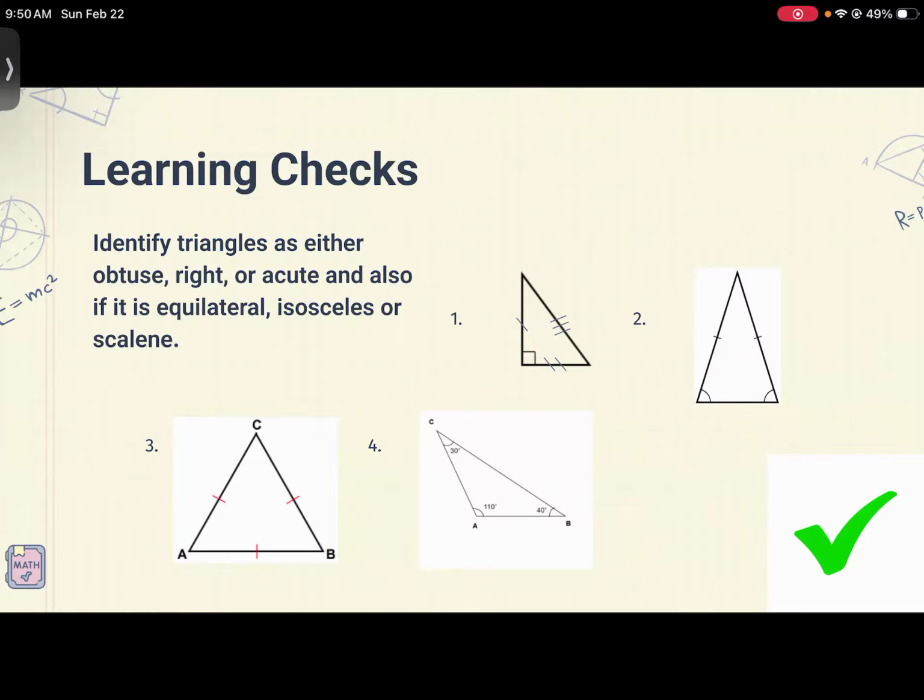Okay good, isosceles, this is isosceles.